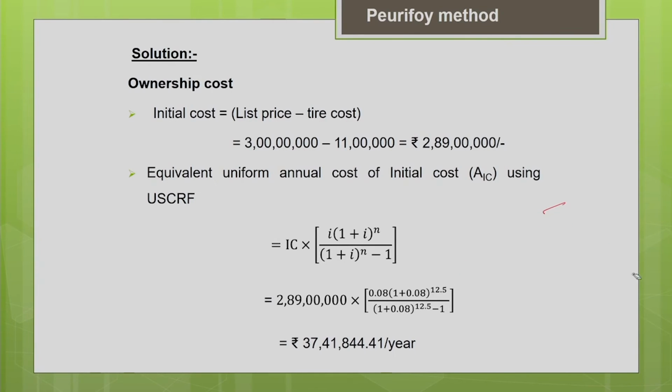So first let us estimate the initial cost, deducting the tire cost from the initial cost. The initial cost is 3 crore minus the tire cost of 11 lakh. You deduct it, you will get 2 crore 89 lakhs as the initial cost after deducting the tire cost. Now you convert this initial cost into equivalent uniform annual cost using the compounding factor. So hope you remember which compounding factor we are supposed to use.